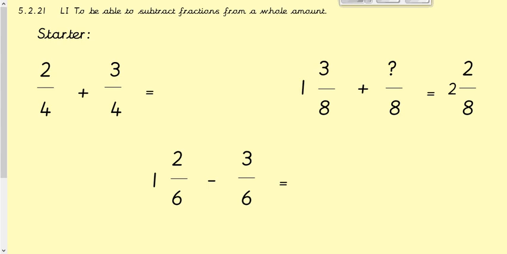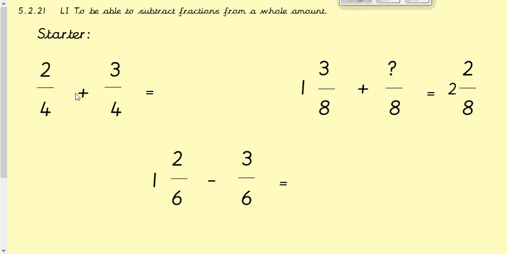So before we go into today's learning, have a go at the starter. There's 3 questions for you to have a look at. There's 1 subtraction question and 2 addition ones. So see if you can have a go at those for me, and then we'll go through the answers. If you're not sure, then we'll go through them together now.